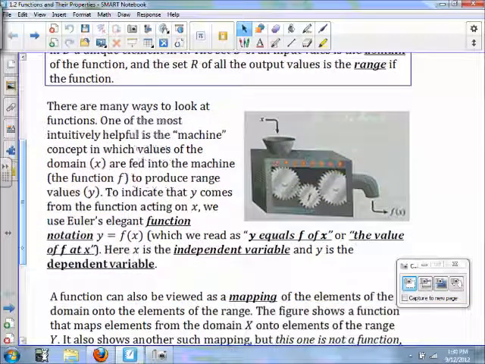Now, there are many ways to look at functions. One of the most intuitively helpful is the machine concept, in which values of the domain X are fed to the machine, which is the function, to produce range values, which is Y. To indicate that Y comes from the function acting on X, we use Euler's elegant function notation, y equals f of x. Here, x is the independent variable, and y would be the dependent variable.